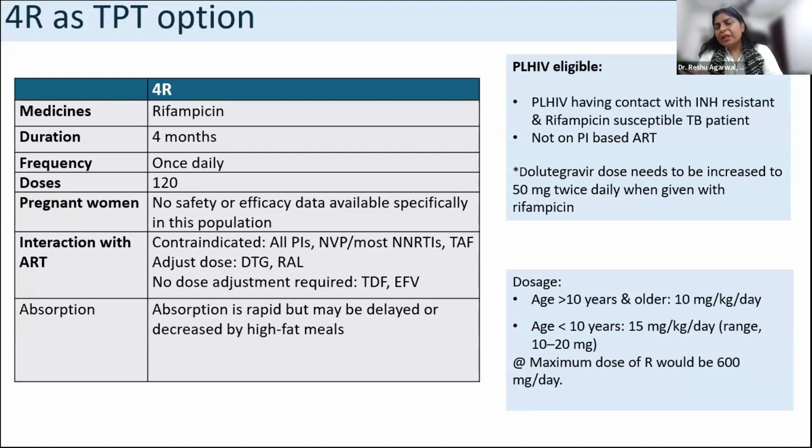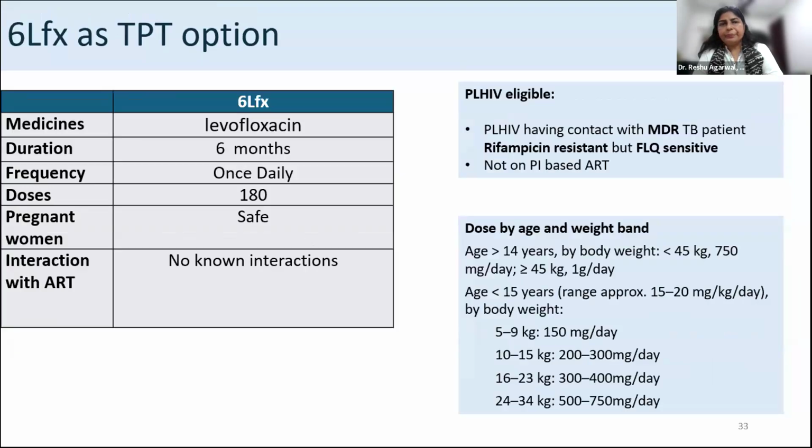And that's what you need to do in this regimen also. So if you are starting any PLHIV who is on TLD on this regimen, a 50 milligram additional dose needs to be given. And the dosage for adults, for more than 10 years, is 10 milligram per kg per day. For age less than 10 years, it's 15 milligram. And the highest dose which can be given is 600 milligram.